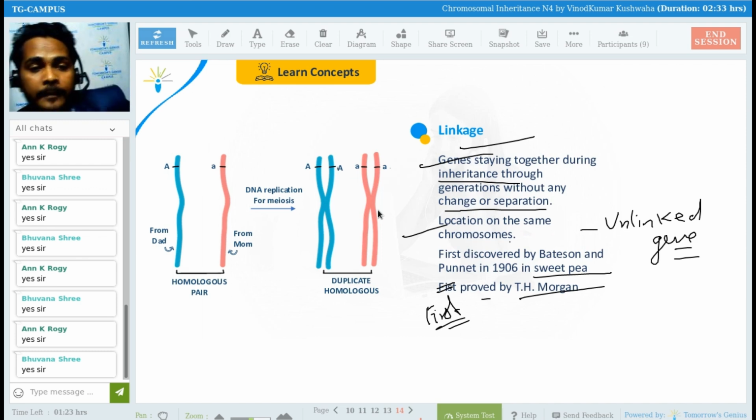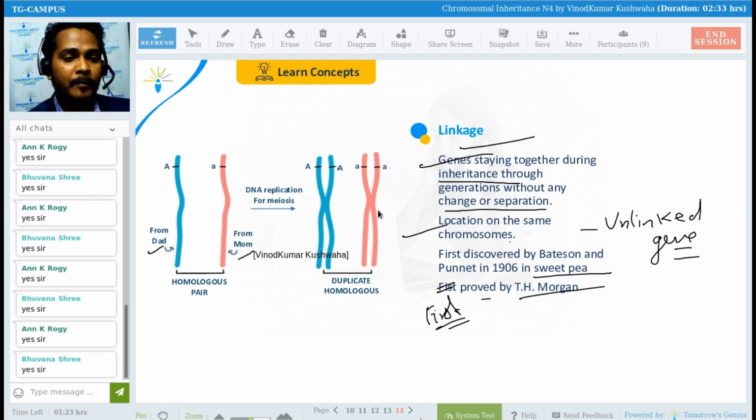No, see, this is from the dad and this is from the mom, right? So these are two homologous pairs. If there is a gene which is linked on these homologous pairs, then they are going to link together throughout the several generations. If they are linked, then it is called linkage, and if it is not linked, then it is called an unlinked gene. It's simple.